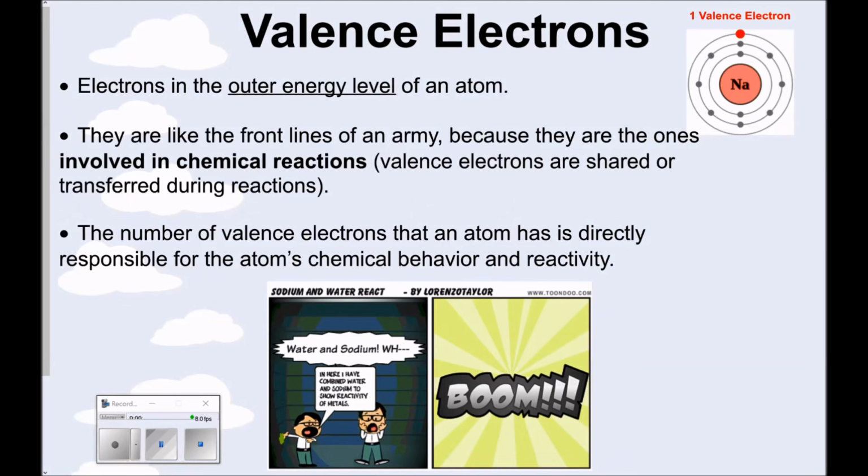So valence electrons, they're the electrons in the outer energy level of an atom. We say that they're like the front lines of an army because they are the ones involved in chemical reactions. Valence electrons are shared or transferred during these reactions. The number of valence electrons that an atom has is directly responsible for an atom's chemical behavior and reactivity.